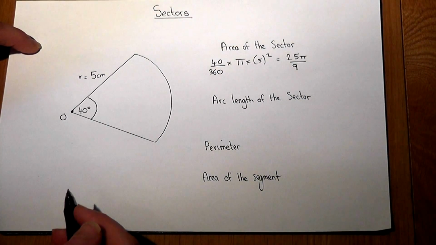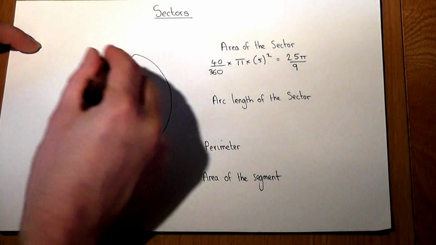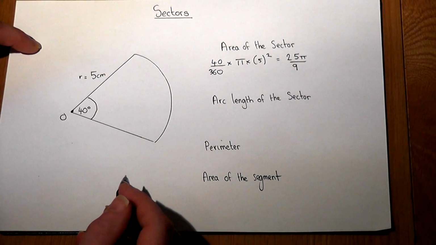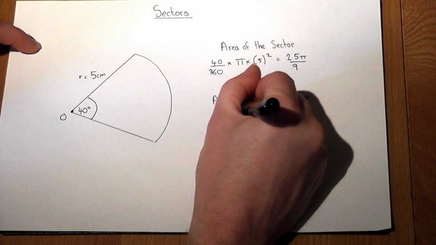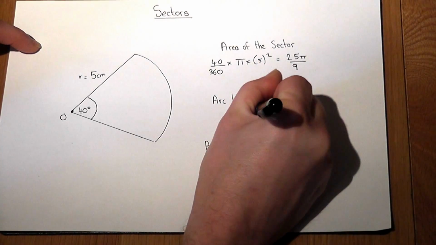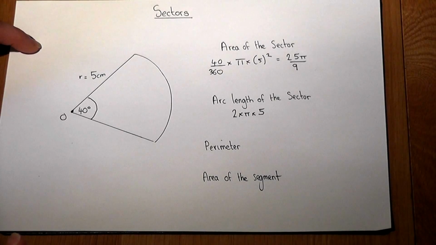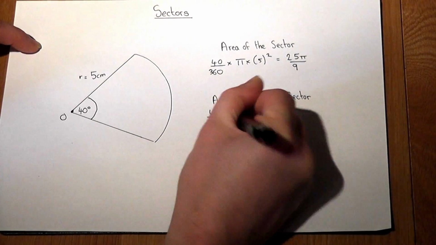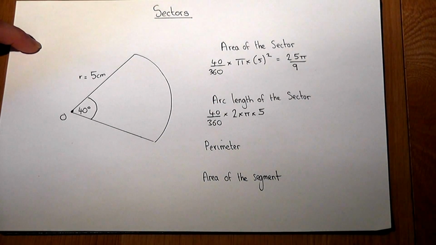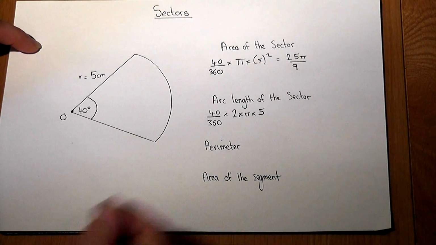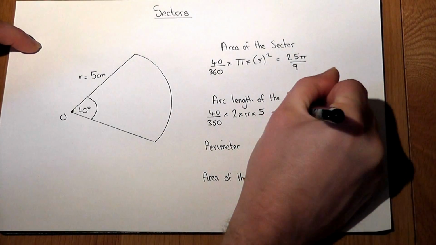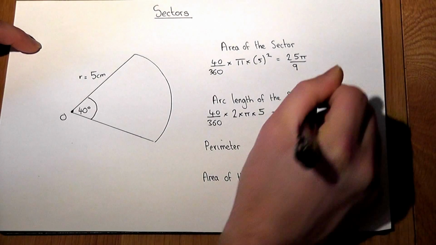Now again, if it was a full circle, the full distance around is given by 2 times pi times r, i.e. the circumference. So you'd work out 2 times pi times r. However, again, it's a fraction of a circle. So it's 40 out of 360, lots of the full circumference. And again, in terms of pi, this works out as 10 pi over 9.